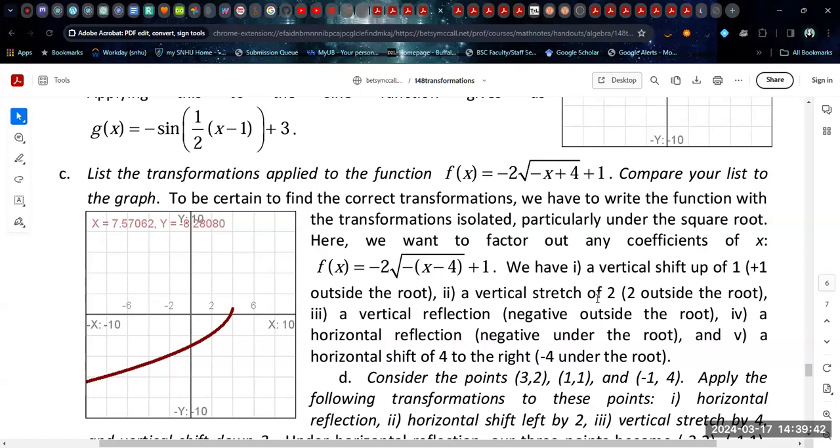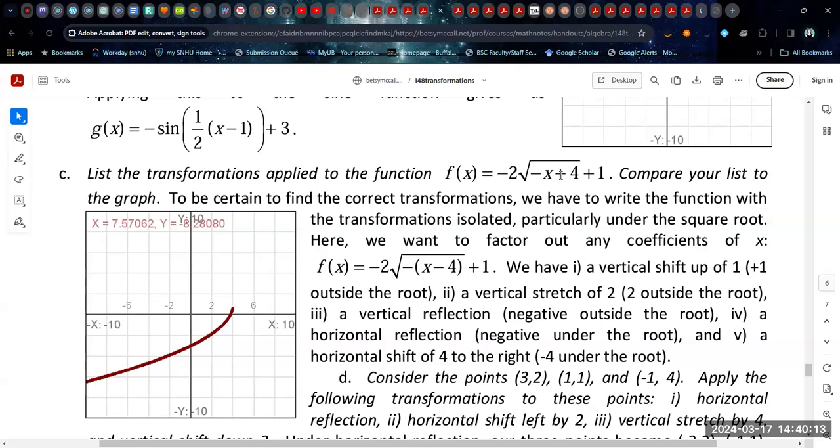There's a vertical stretch of 2, again, that's outside the root. There's a vertical reflection, because again, that's outside the root. Then there is a horizontal reflection, that's this negative inside the root. And there's a horizontal shift of 4 to the right under the root. Now, if you go ahead and graph this, you'll actually see that what used to be the 0, where the square root graph ends, is actually now happening at 4 and not at -4.